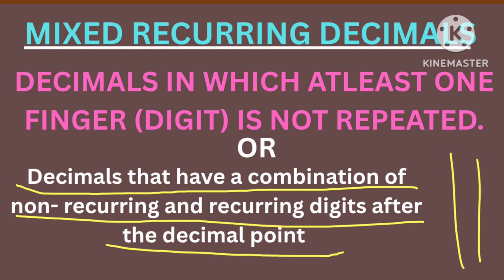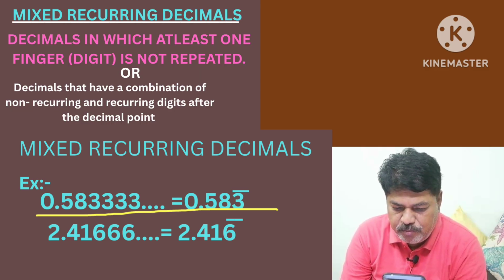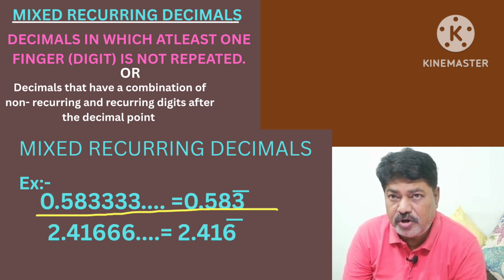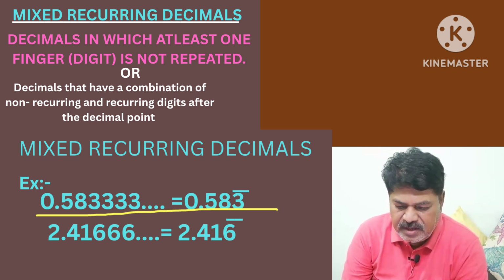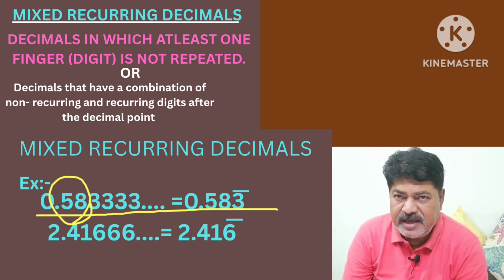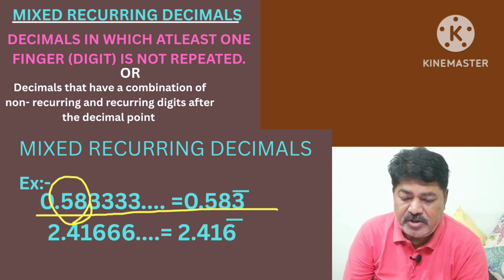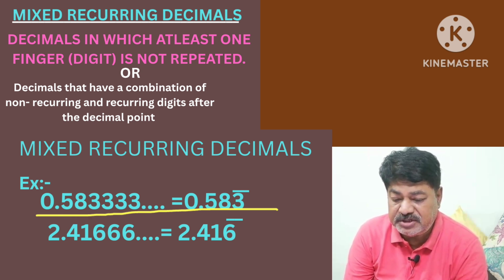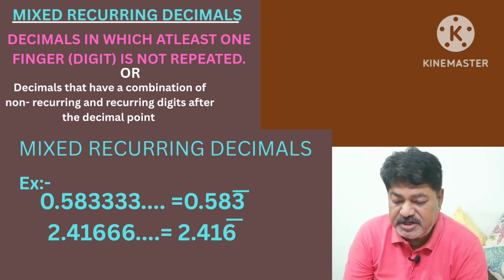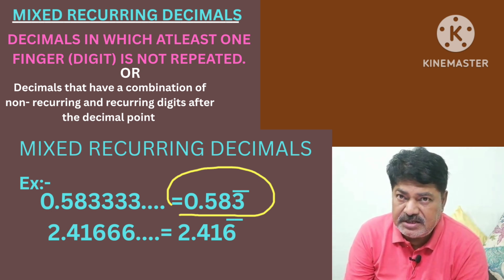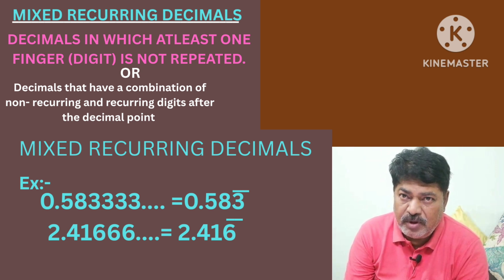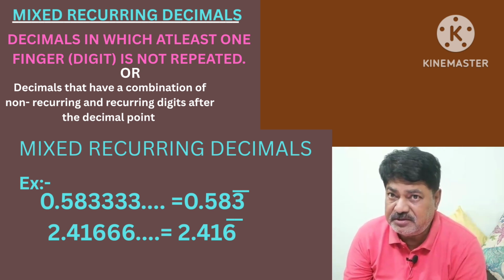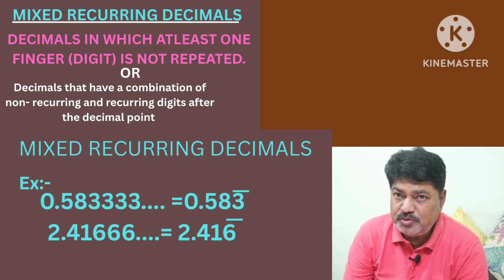If you take one example, 0.583333 ... You see, after decimal point 5 and 8, these are the digits which are not repeating but 3 is repeating. So this will be written as 0.583 bar. So bar is given only on the top of 3 because 3 is repeating. 5, 8 is not repeating. These two digits are not repeating.